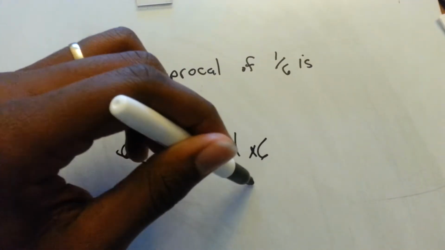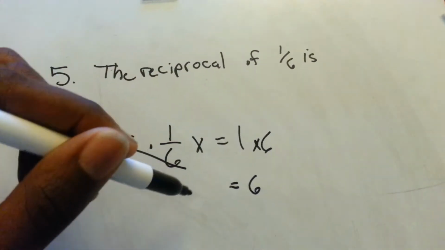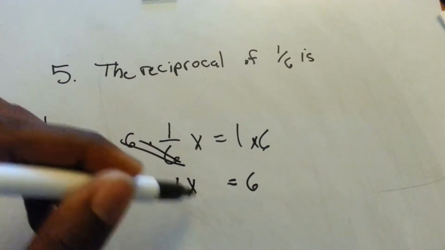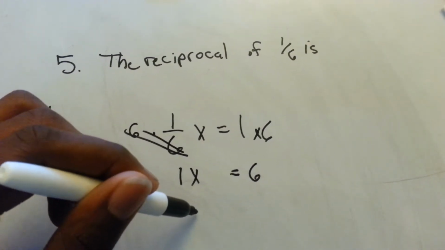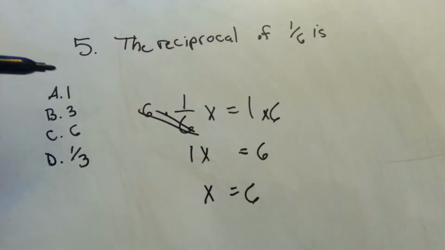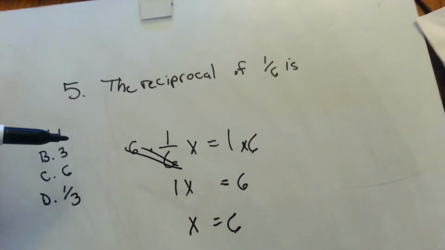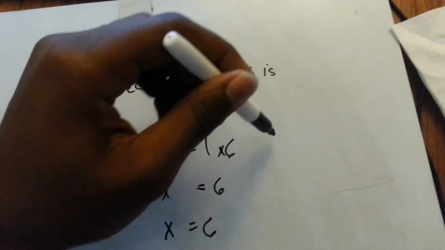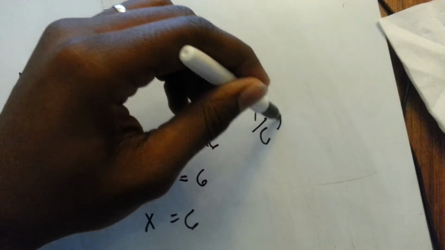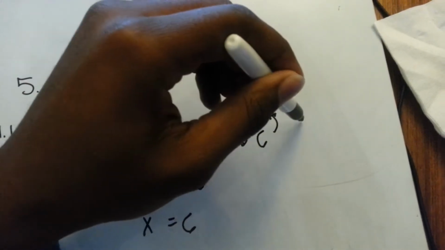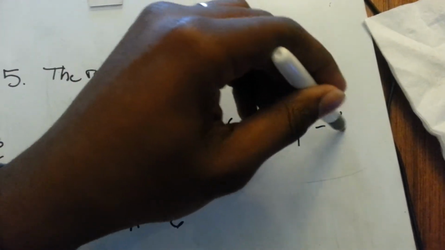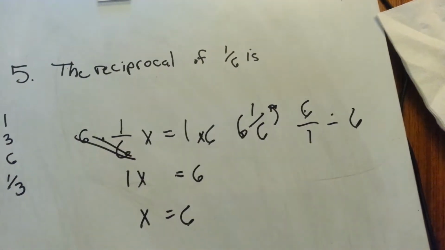and 1 times 6 is 6. Every number times itself is that same number, and that gets rid of that, and you have 1 times x. 1 times x is just x, so x equals 6. That's the complicated way to do it. The simple way to do it is to know that if you have 1/6, the reciprocal is the opposite, which would be 6/1, which equals 6. Simple enough.